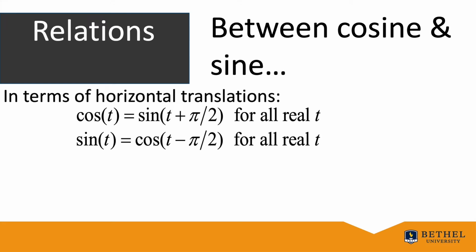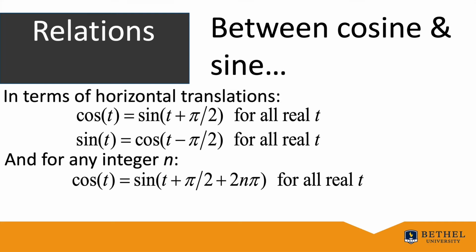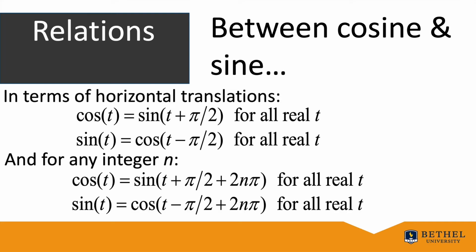A related fact would be this: sine of t equals cosine of t minus pi over 2 for all real t, because if we take the graph of cosine and translate it to the right by pi over 2 units, we'll get the graph of sine. Based on the 2 pi periodicity of cosine and sine, we can then say that for any integer n, cosine of t equals sine of t plus pi over 2 plus 2n pi for all real t, and sine of t equals cosine of t minus pi over 2 plus 2n pi for all real t.